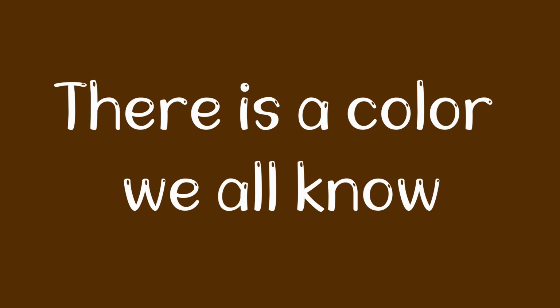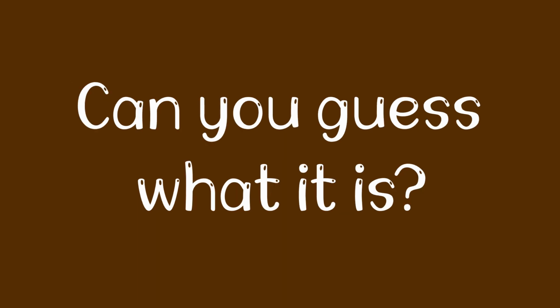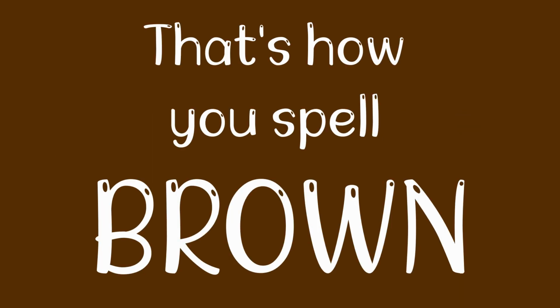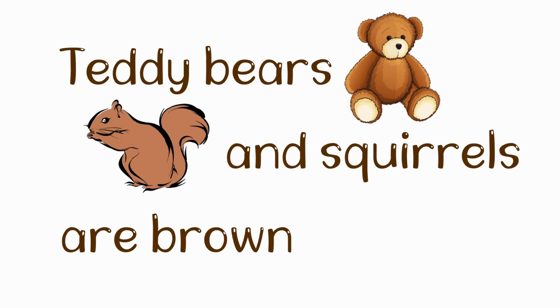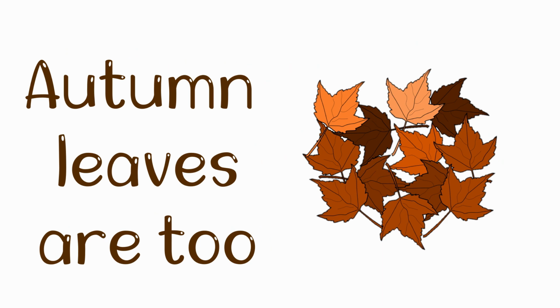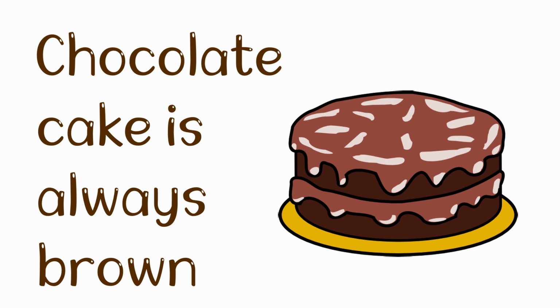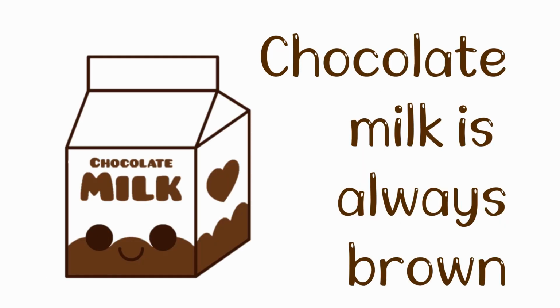There is a color we all know. Can you guess what it is? B-R-O-W-N, B-R-O-W-N, B-R-O-W-N. That's how you spell brown. Teddy bears and squirrels are brown. Autumn leaves are too. Chocolate candy's always brown. Chocolate cake is always brown. Chocolate milk is always brown. I like brown, don't you?